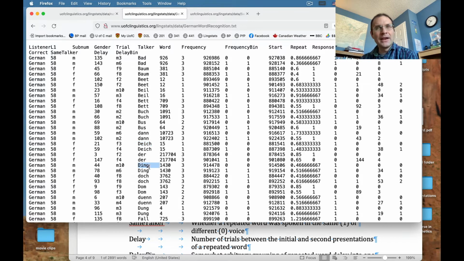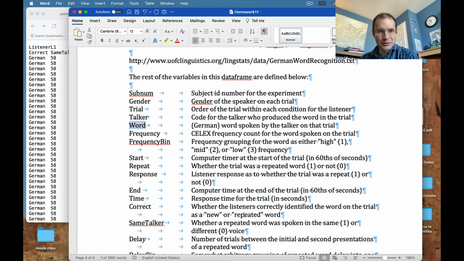The idea here, mostly the research question, is to see whether we get that same sort of repeated word effect if you're listening to words that are spoken in a language you don't know or don't know that well. So that's why we're getting English listeners to hear these German words.